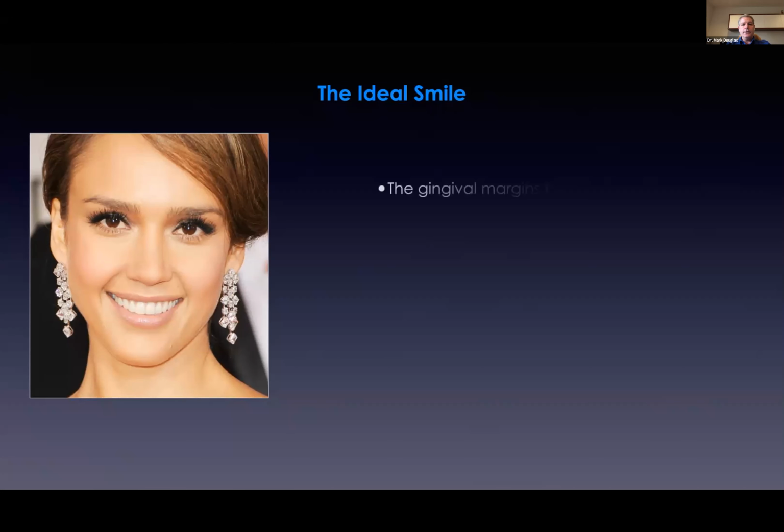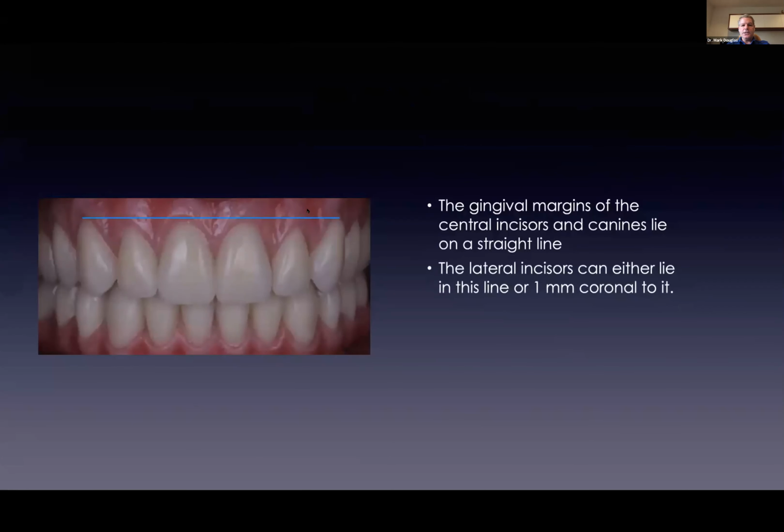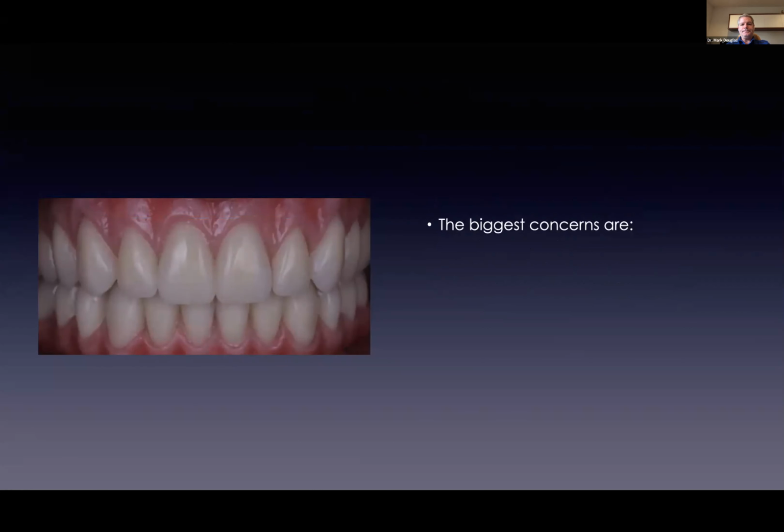What we're looking at here is the gingival margins should follow the contour of the upper lip, and right along there. And the incisal edges should follow the contour of the lower lip. Plain and simple. And this is one we're going to spend a lot of time with here: the gingival margins of the central incisors and the canines should fall along a straight line. The lateral incisors can be on that line or about 1 millimeter coronal to it.